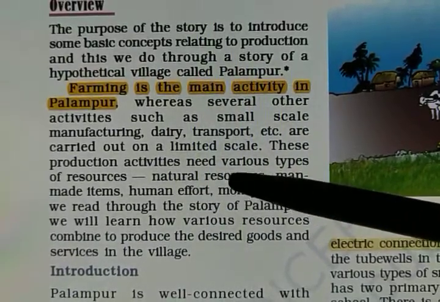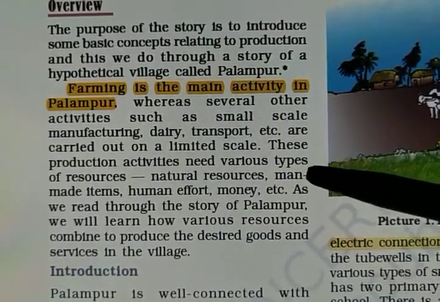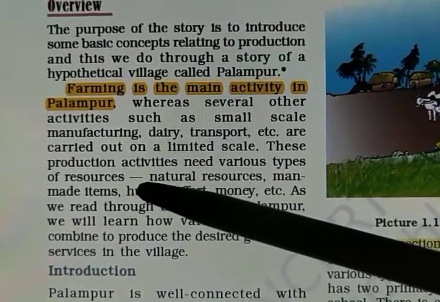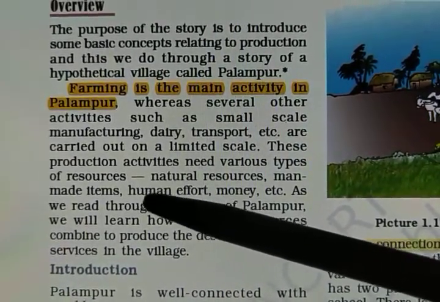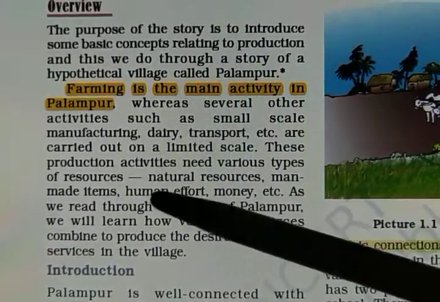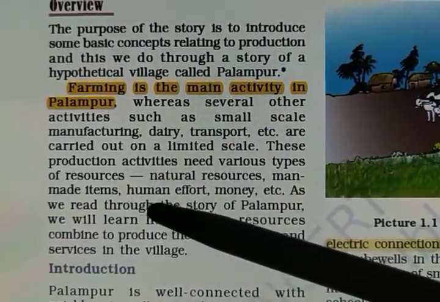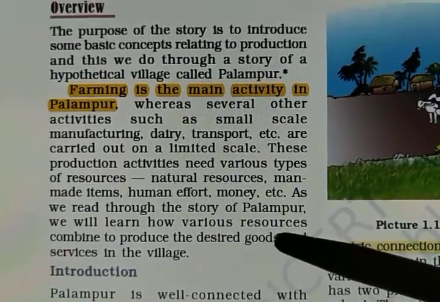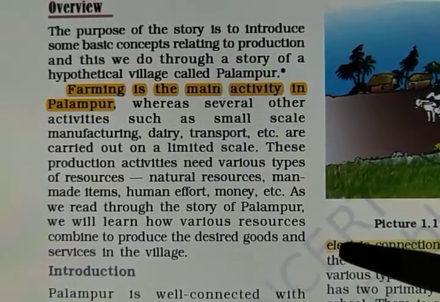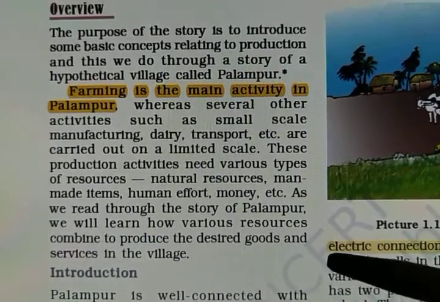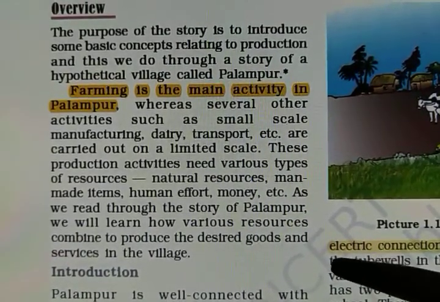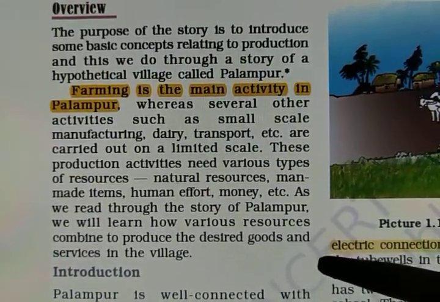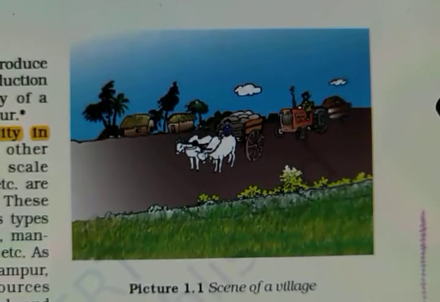The production activities need various types of resources. Without resources it is not possible. So which type of resources? Natural resources and man-made resources, along with human effort and money. So we read through the story of Palampur and we will learn how various resources combine to produce the desired goods and services in the village.